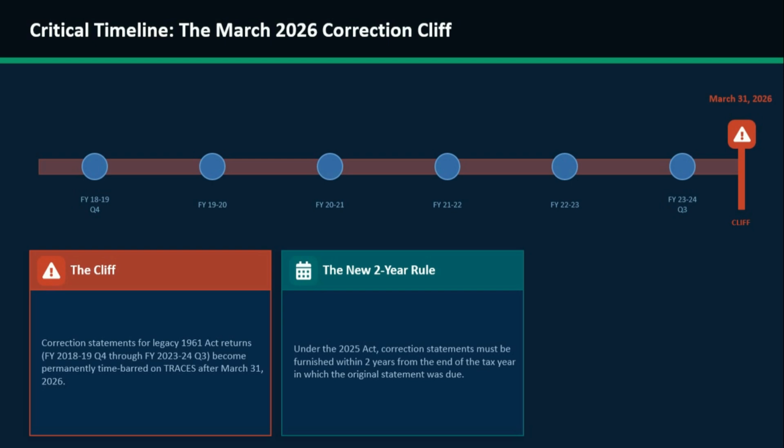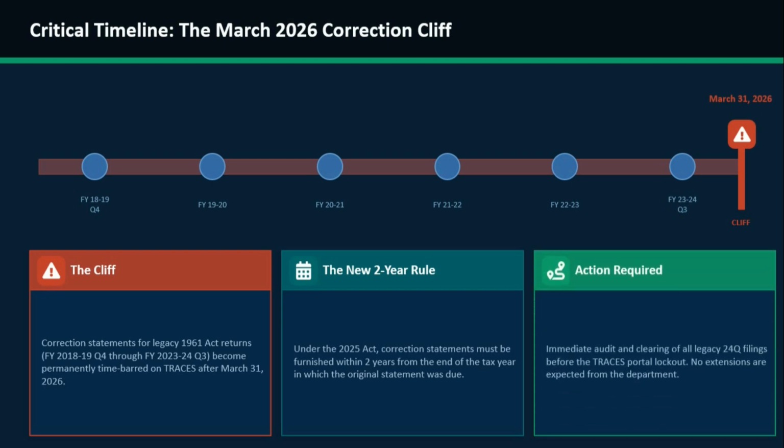As a result, companies must urgently review and clear pending defaults, mismatches, and correction filings before the Traces lockout. Overall, this is not just an operational deadline, but a major compliance risk that demands proactive action.